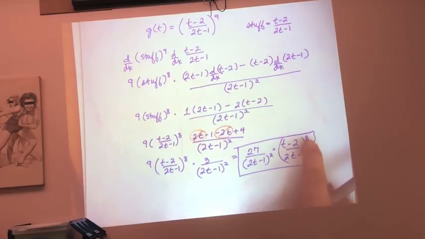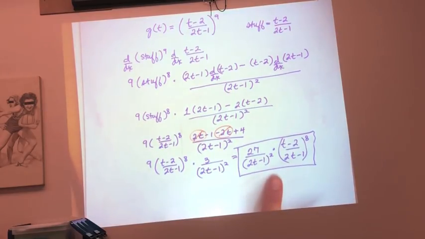That's a lot of multiplication. We don't need to do anything more than that. We can just leave this like this. Okay?